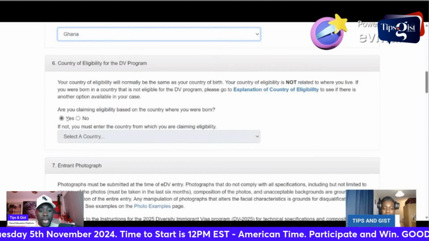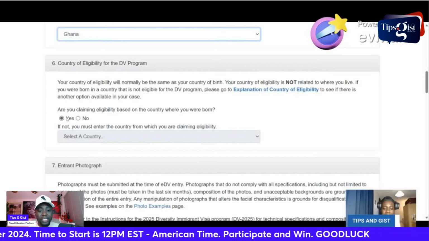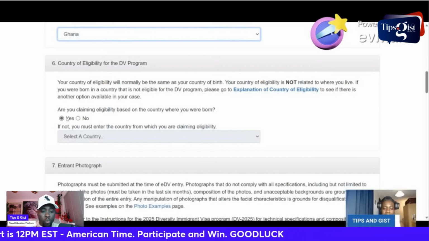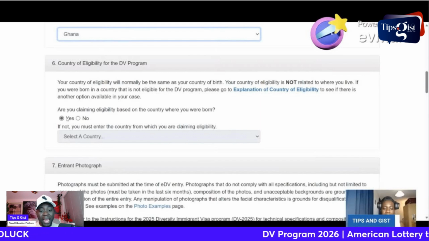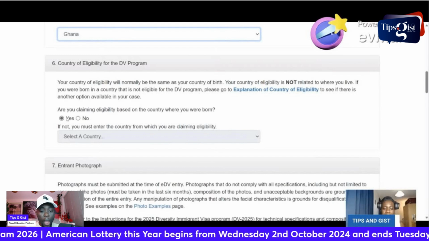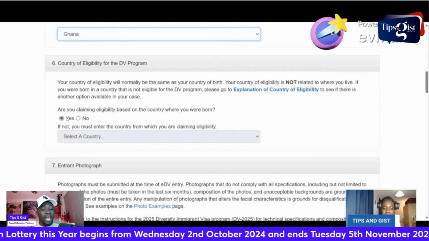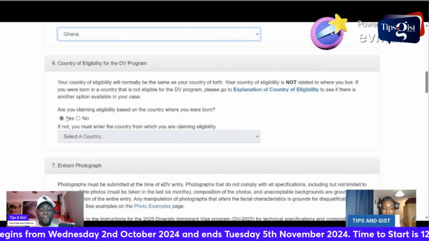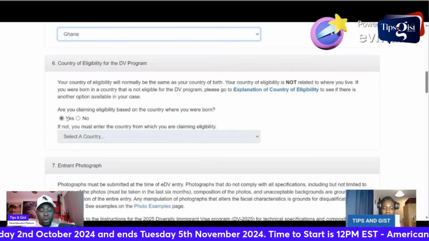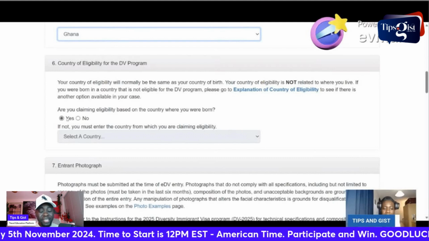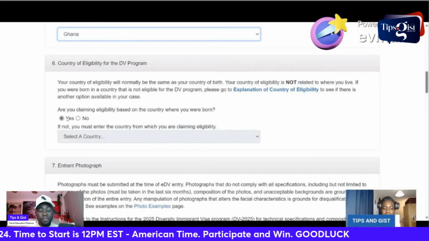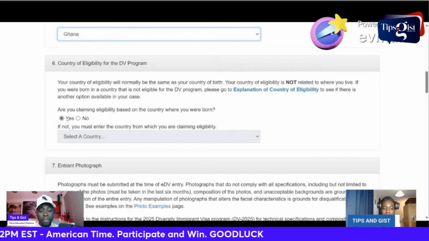Then question number 6, country of eligibility. Please, now they are asking you, I told you guys that eligibility is either where you were born or where you claim citizenship. For instance, if you were born in Ghana, is Ghana eligible? Yes. So country of eligibility, Ghana is making you eligible. If you were born in Nigeria, Nigeria is not eligible. So the only way a Nigerian can participate is a Nigerian who has migrated to a foreign country and has attained citizenship over there. So holding a British passport, a German passport can also make you eligible.